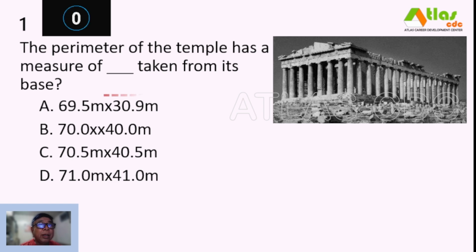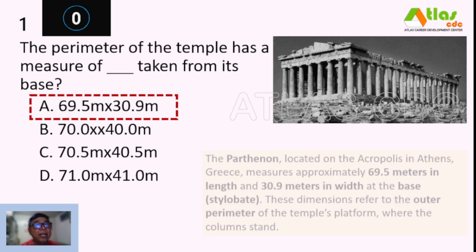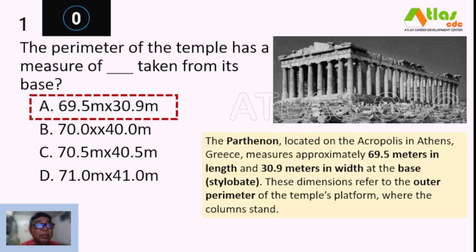And our correct answer is letter A, 69.5 meters by 30.9 meters. So the Parthenon, located on the Acropolis in Athens, Greece, measures approximately 69.5 meters in length and 30.9 meters in width at the base or stylobate. These dimensions refer to the outer perimeter of the temple's platform where the columns stand.